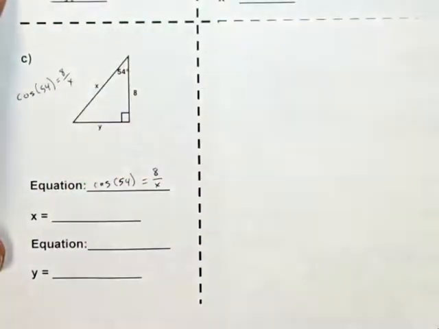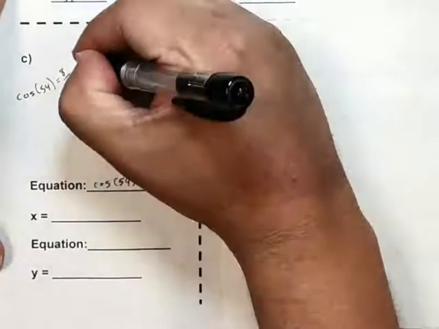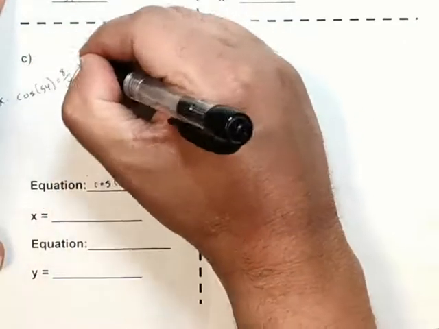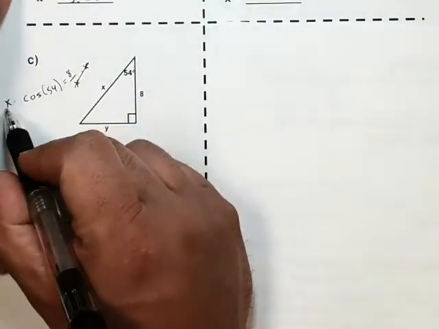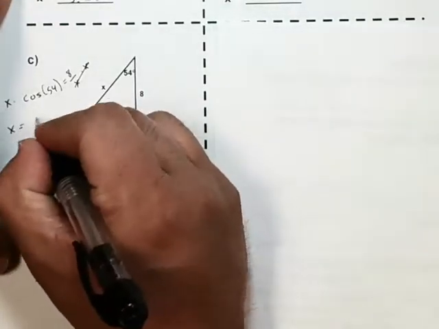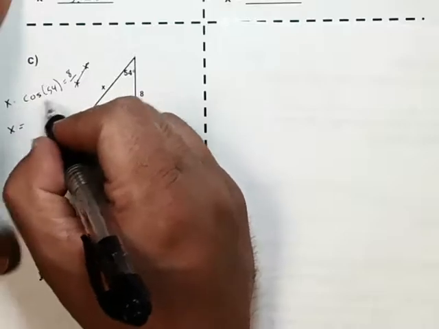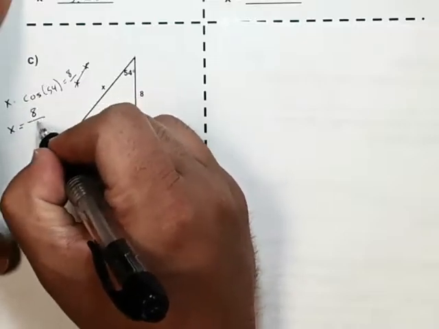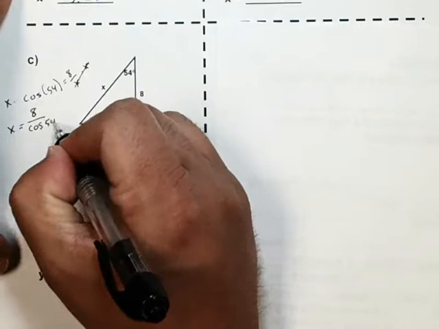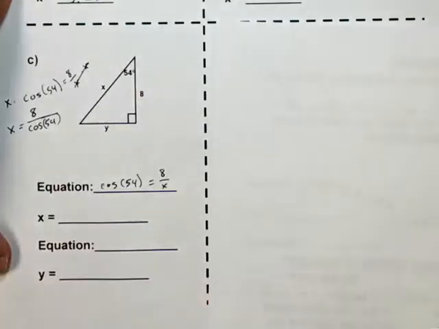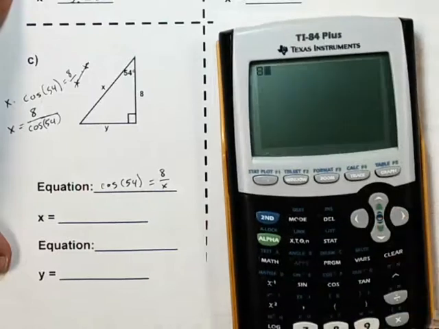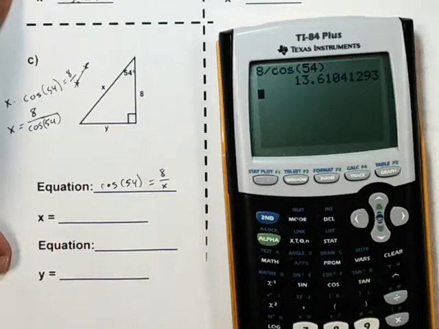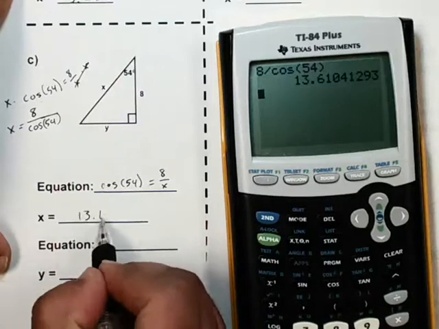Now this time what's going to happen is that x is my denominator. So I'm going to have to multiply both sides by x. Those factor on that side. Then, since I have x times the cosine, x is going to be equal to, then I have to divide both sides by the cosine. So x is going to be equal to 8 divided by the cosine of 54. So then on here, I just hit 8 divided by cosine of 54, close my parentheses. That comes out to 13.61.